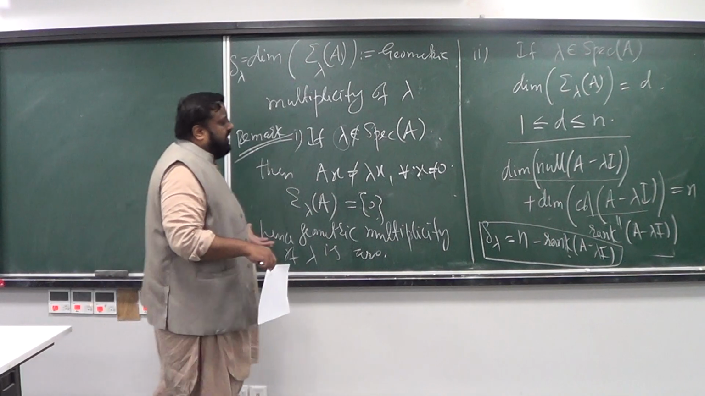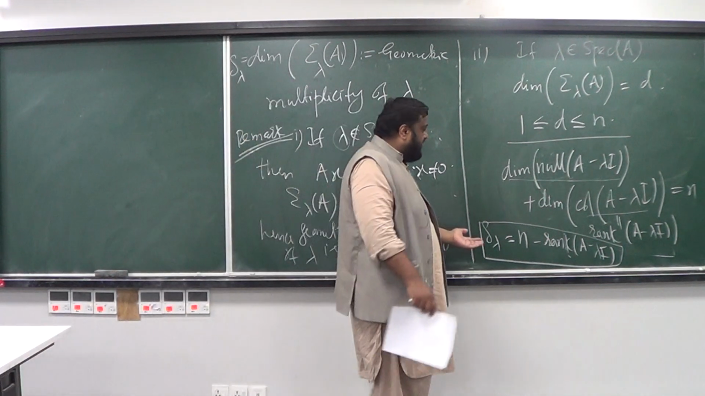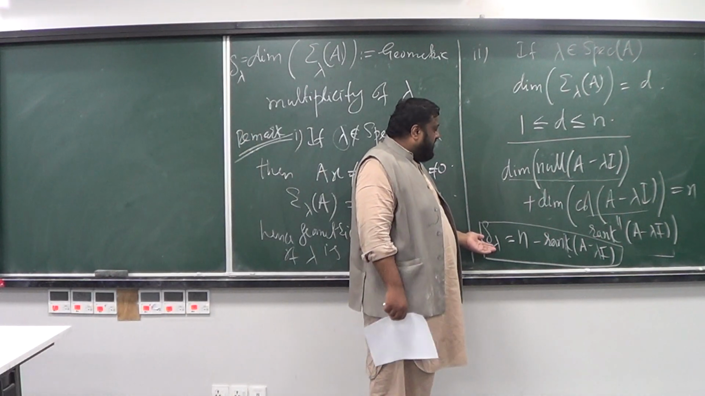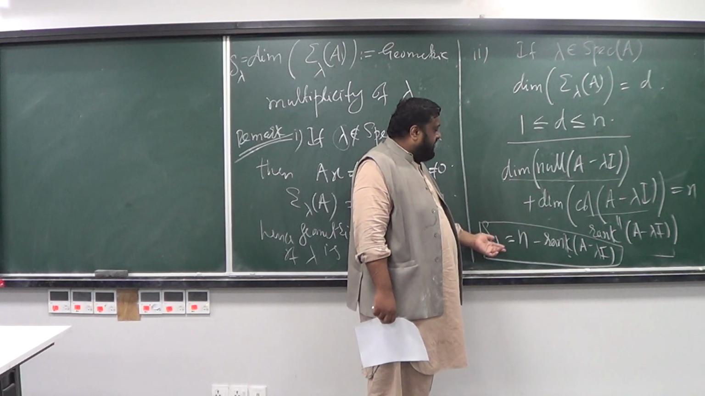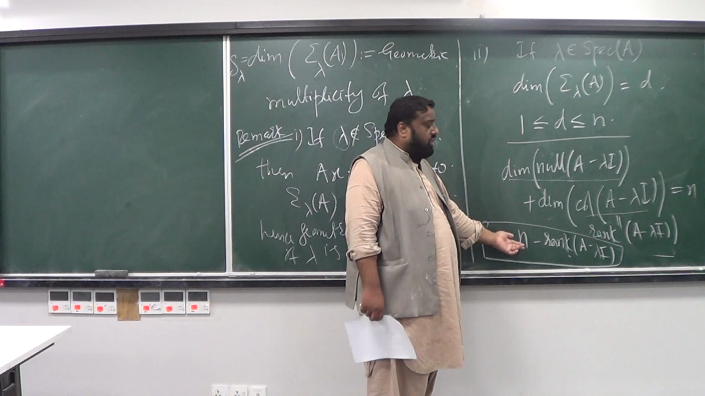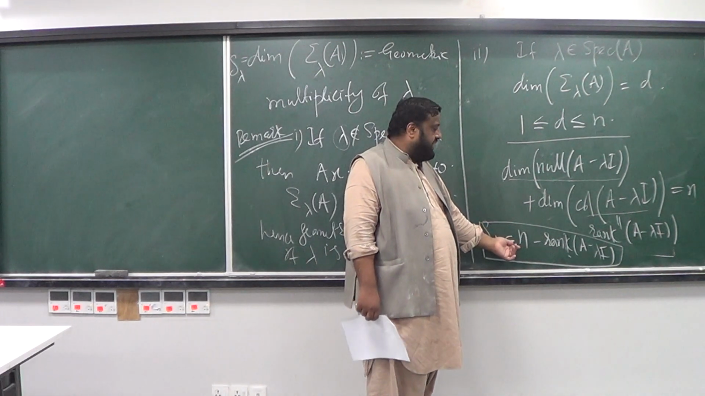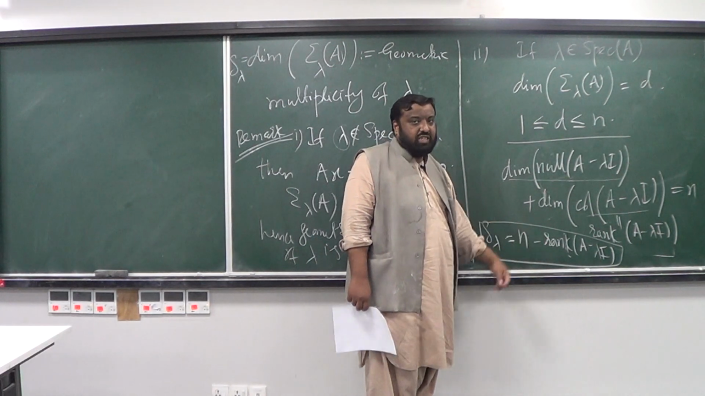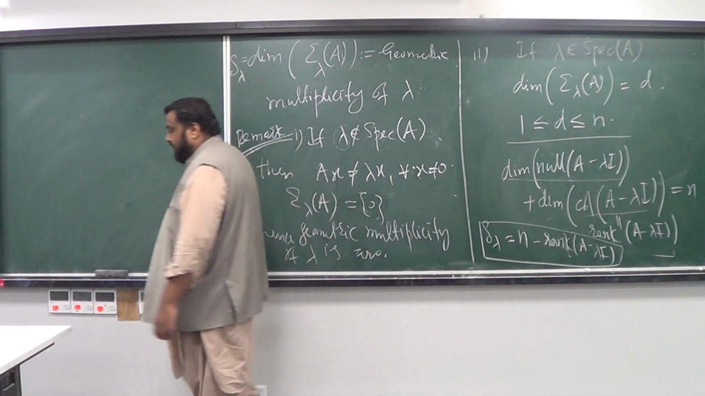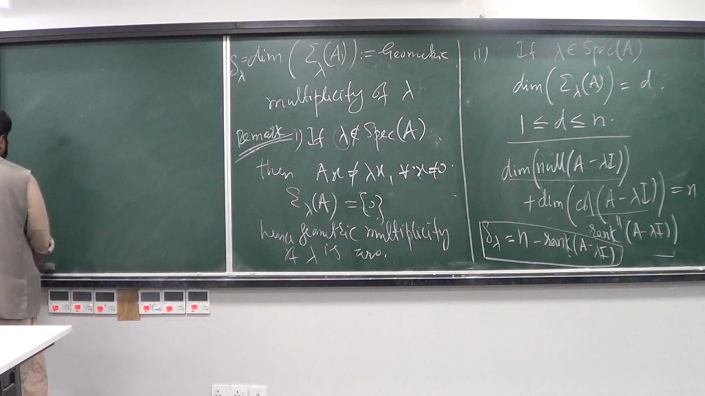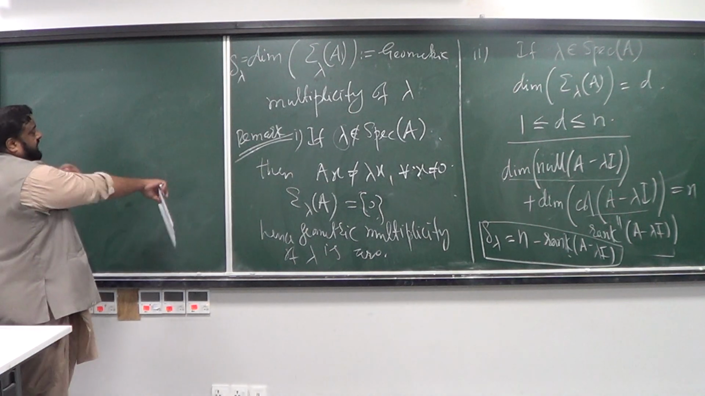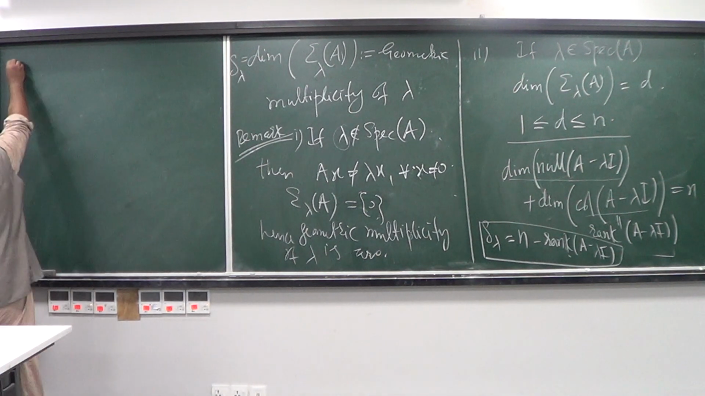Or the other way that we proposed from this method is that g(lambda) is going to be n, the order of the n by n matrix, minus the rank of the matrix A minus lambda I. So if you can compute this, you're still going to get the geometric multiplicity. So let's do an example.